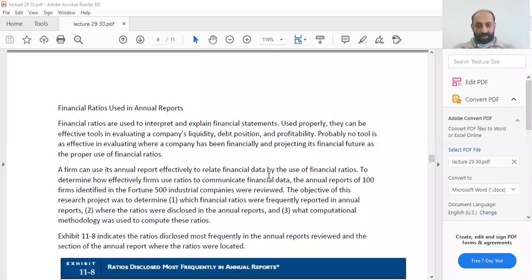Welcome to lecture number 30. We are doing expanded analysis of financial ratios that we have studied in this course. Now we look at the financial ratios used in annual reports.